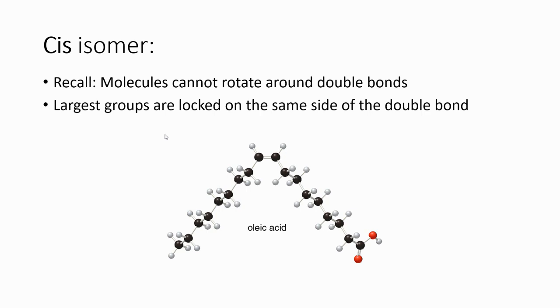So this molecule is locked in the cis conformation because they're locked across this double bond. Does that make sense? They're on the same side of the double bond. And then these hydrogens are on the other side. They're on the same side. So these long chains are on the same side. The hydrogens are on the same side.